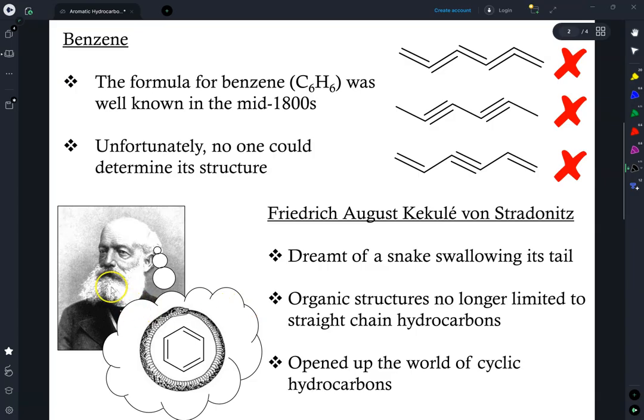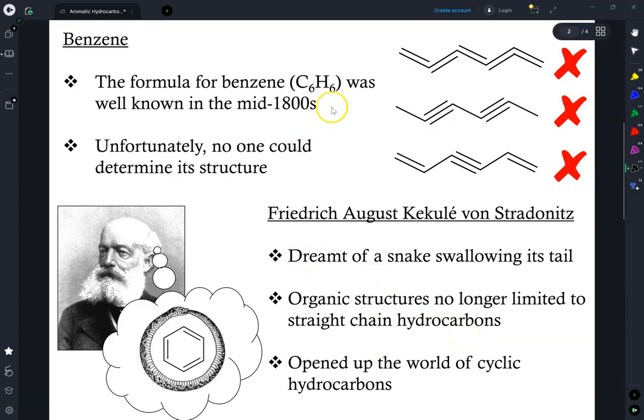That is, until 1865, when Friedrich August Kekulé von Stradonitz comes along and he dreams of a snake swallowing its own tail. This was when he realized that benzene wasn't some kind of straight-chain hydrocarbon. Instead, it was a ring structure. This new way of thinking meant that organic structures were no longer limited to straight-chain hydrocarbons.